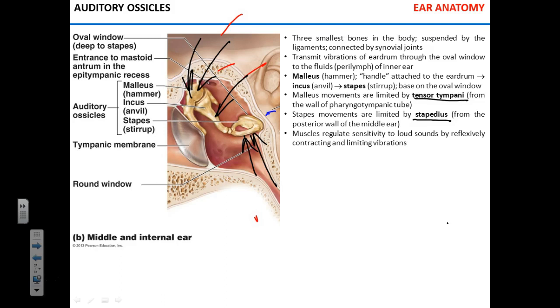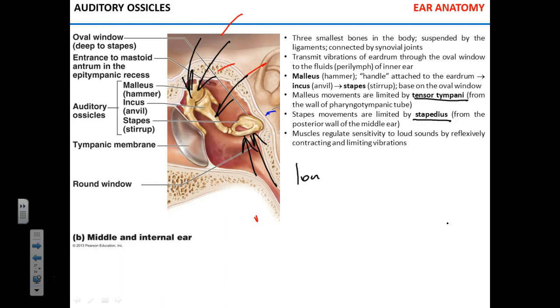Muscles called stapedius and tensor tympani will contract in response to the loud sound and will limit those vibrations. Does it make sense? It's pretty much a negative feedback loop. Okay? We can picture it right here in the corner.